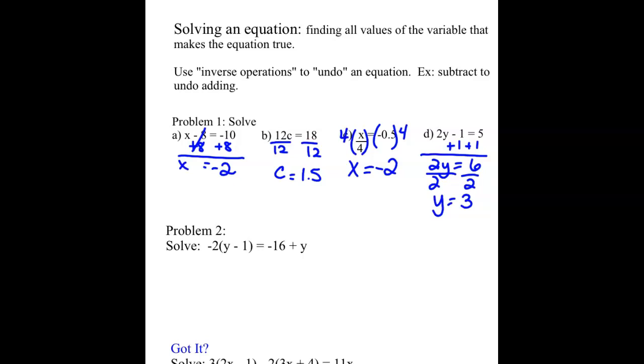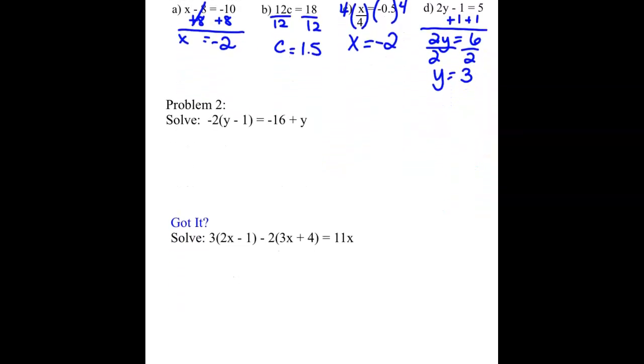All right, so let's look at a few more involved examples. Here we have negative 2 times the quantity y minus 1 equals negative 16 plus y. Our first step would be to distribute this negative 2 so that we can eliminate the parentheses. So we're going to have negative 2 times y, and negative 2 times negative 1 gets us a positive 2. Now you'll notice that we have variables on both sides. We want to get all of the variables to the same side. It really doesn't matter which side you move them to. So in this case, I'm going to subtract this y over here.